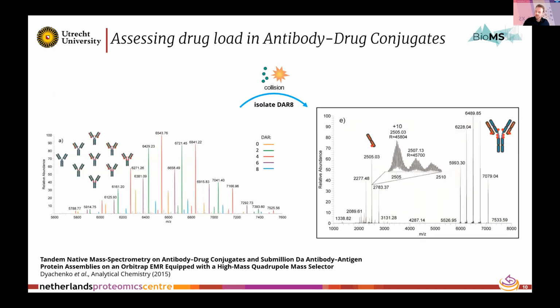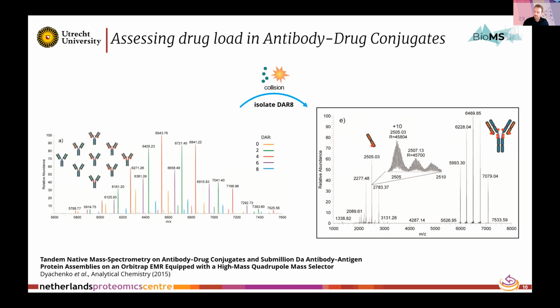First I want to show you a very practical example of top-down MS in product validation. In this project that was done in our lab a few years ago, Andrei Dyachenko from our lab characterized an antibody drug conjugate. This ADC had its interchain disulfides reduced, and then the cysteines that were made available in this way were conjugated to drug molecules, for which a total of 8 can be attached to an antibody.